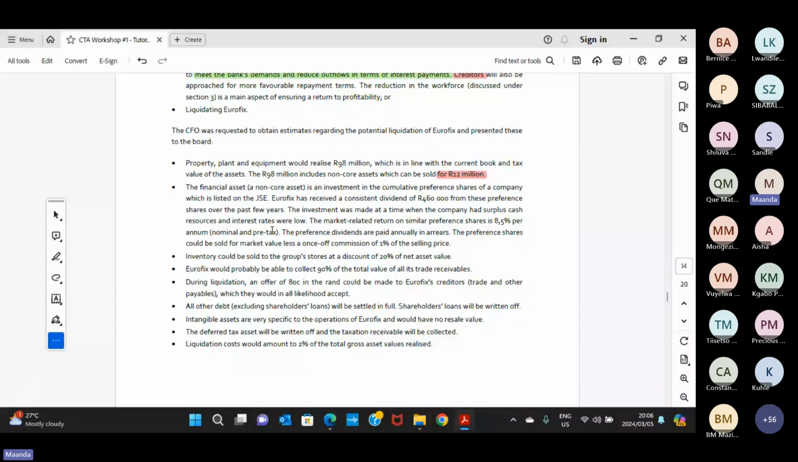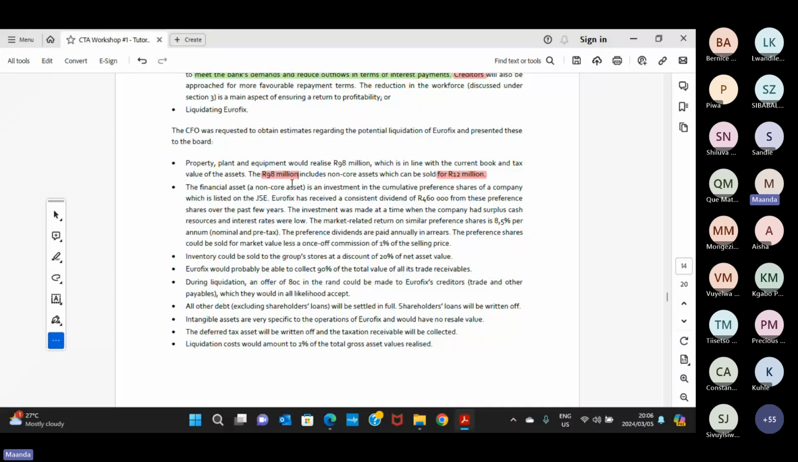So here we are told that PPE will realize 98 million, which is in line with the current books and tax value. 19 million includes the non-core assets. We spoke about the 12 million above. So this 98 million, it means that we're going to get the total amount of it, right? The 98 million.